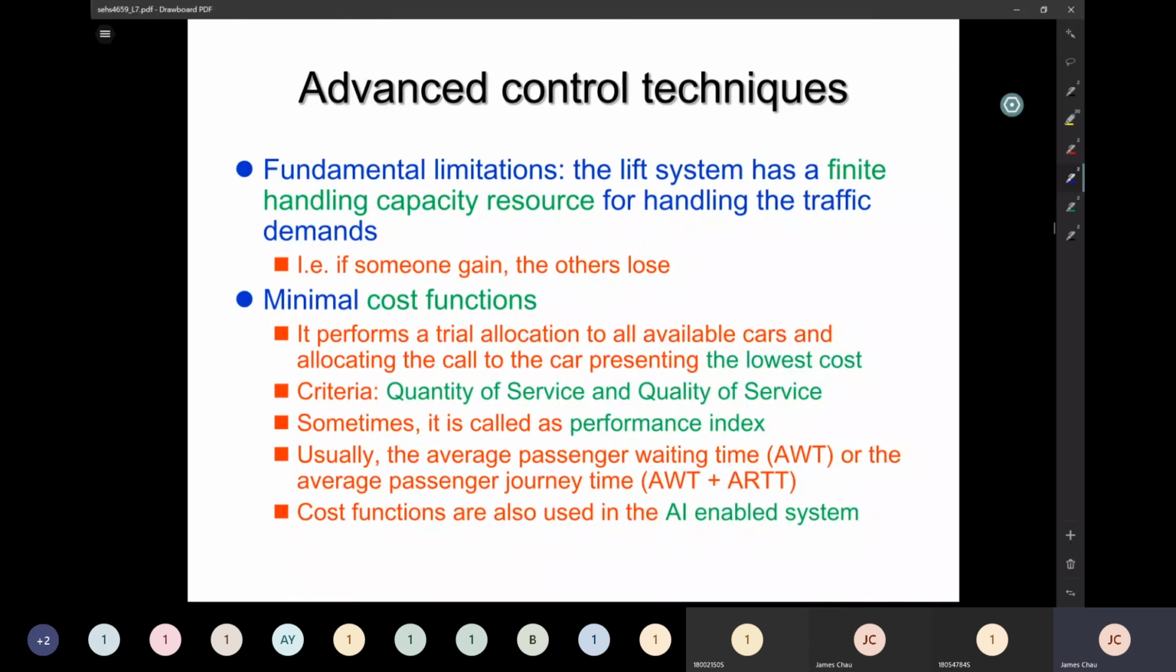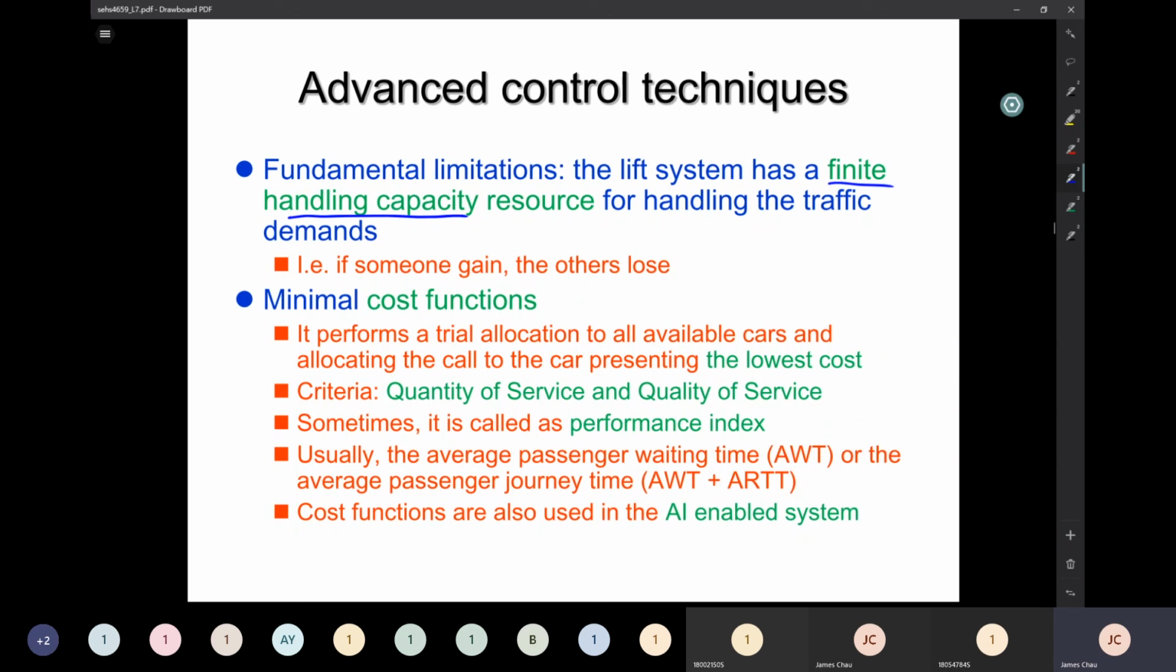So how can we develop the control algorithms? To develop the technique, firstly we should understand that every lift system has physical limitations: the lift system has finite handling capacity and resources, and the lift car is fixed, the capacity is fixed. So our solution is to design a solution to maximize the demand served.